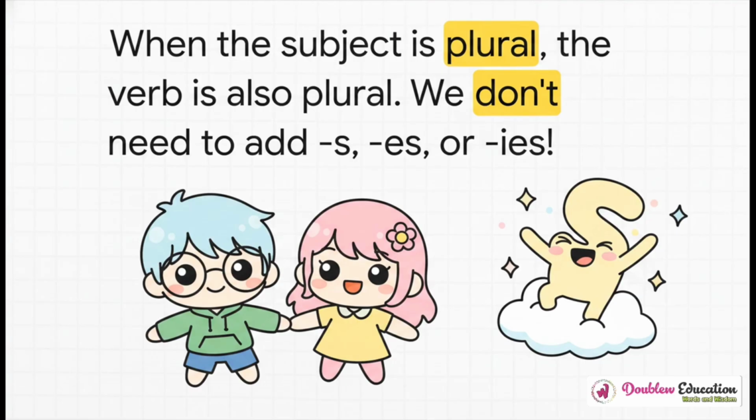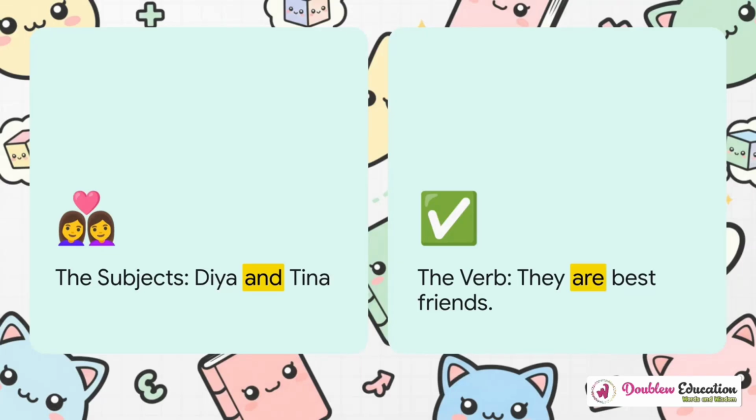Okay, now that Priya has joined Rohan, we have two players. And you know what? The whole game changes. That special S we put on the action word, poof, it's gone. It just disappears. With two players, Rohan and Priya, we need a new kind of action word. We use are. We'd say they are best friends. We would never say they is best friends, because is for when there's just one person.